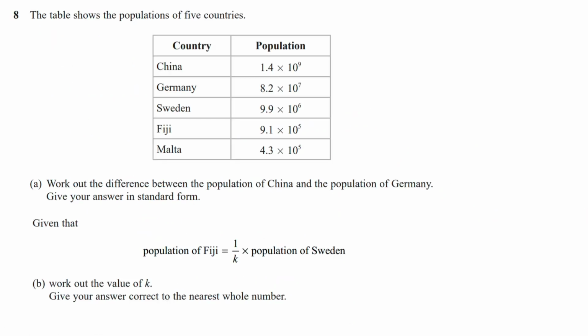Okay, number 8. So the table shows the populations of 5 countries. Here we've got China, Germany, Sweden, Fiji, and Malta. And by far, China has the biggest population without a doubt. If they added India, that would be the next closest one. And here we've got Fiji and Malta, which have the smallest populations. Yeah, so the ones with the lowest power are the smallest, and the biggest power is by far the biggest.